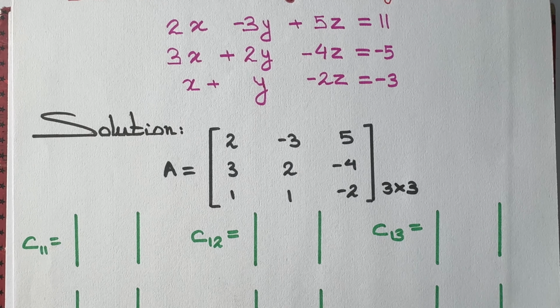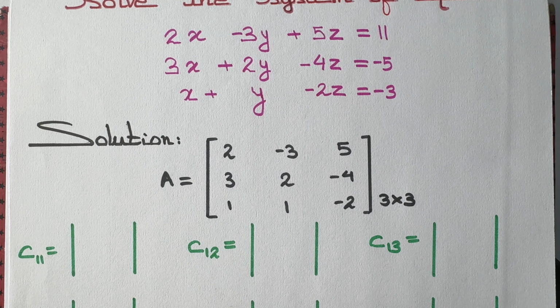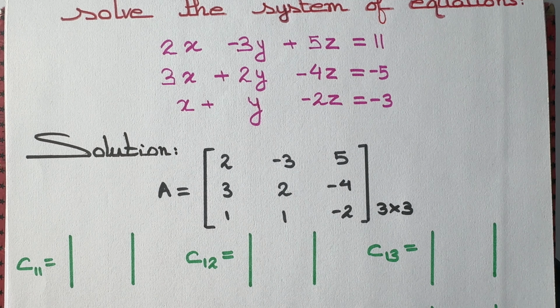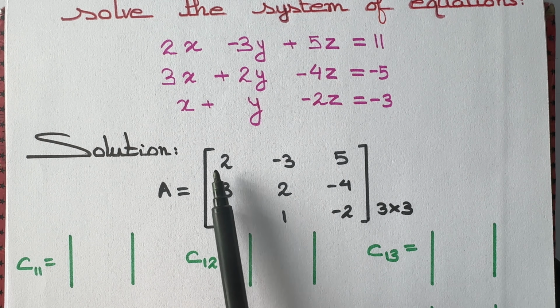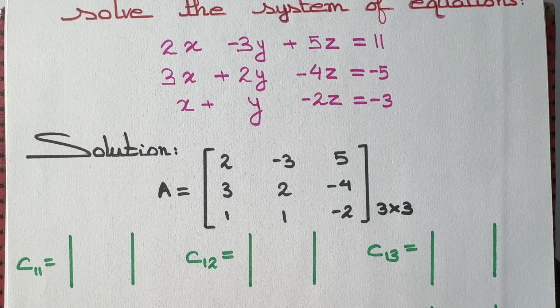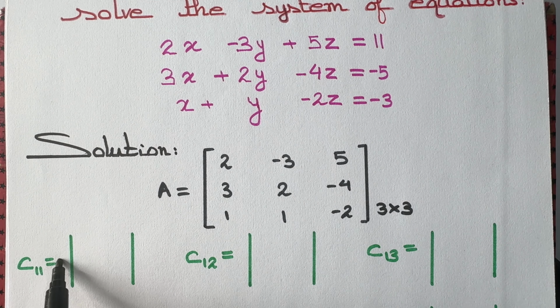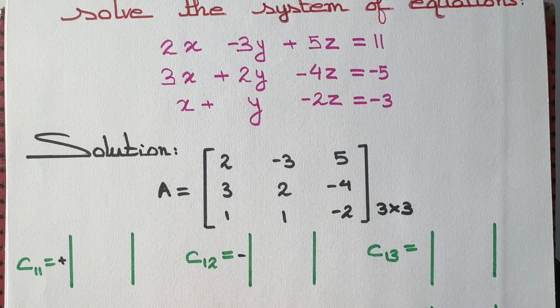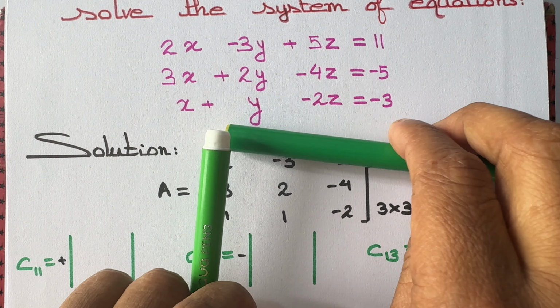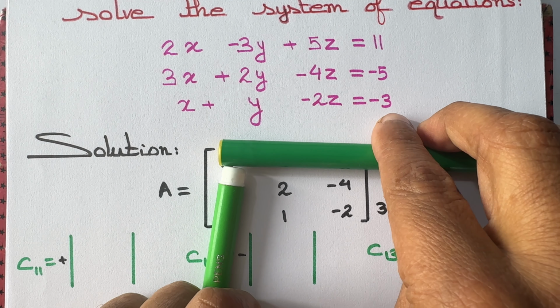We will find it by computing the cofactors and then the cofactor matrix. C11, C12, C13 are the cofactors corresponding to A11, A12, A13. Now we change the sign alternately: plus, minus, plus. To find C11, the cofactor corresponding to the first row and first column, we simply cover up the first row and first column.